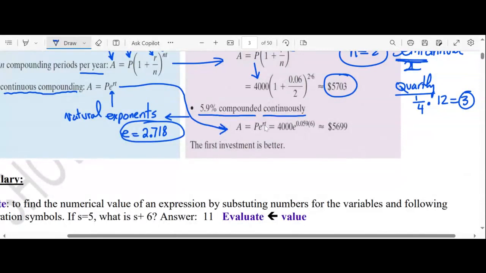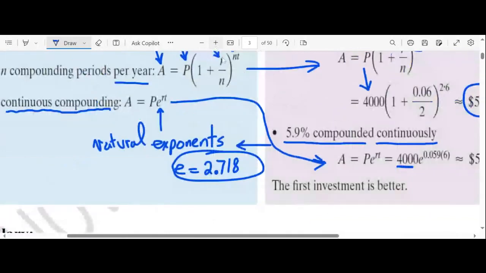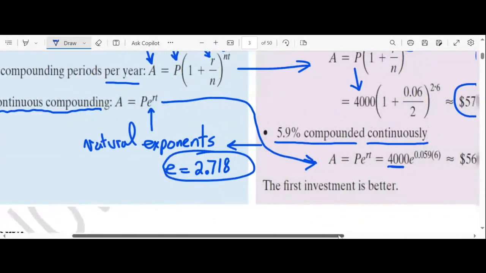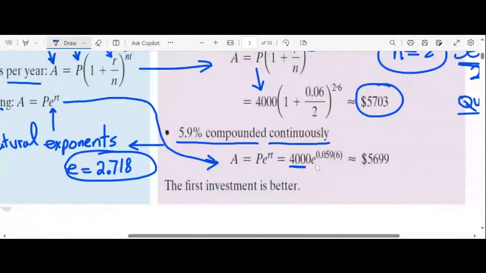B times what? E to the power of what? R times T. So how much is B? 4,000. How much is E? 2.718. I gave you this number before, right? You have it? Yes, we have.